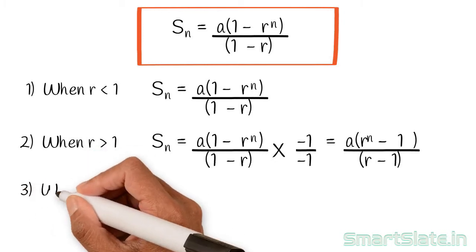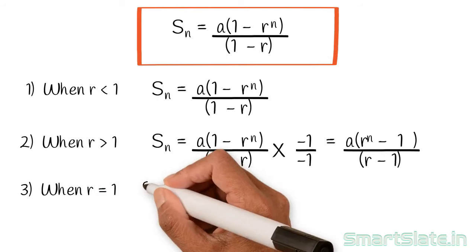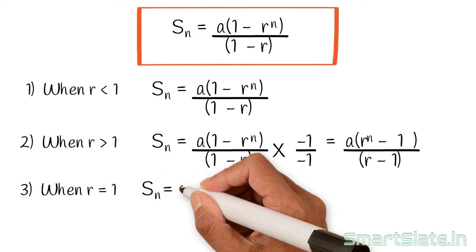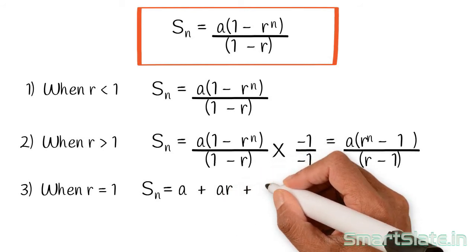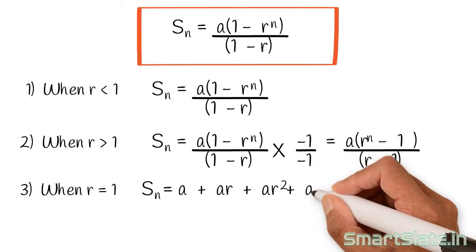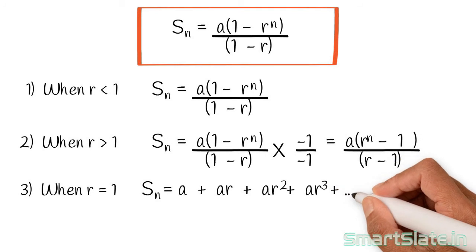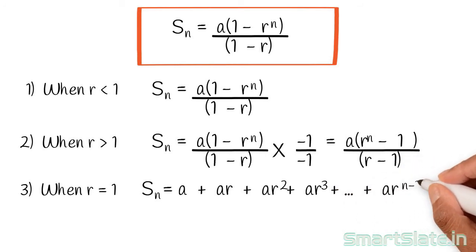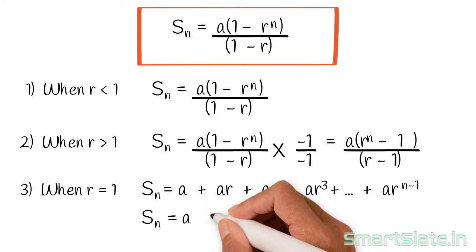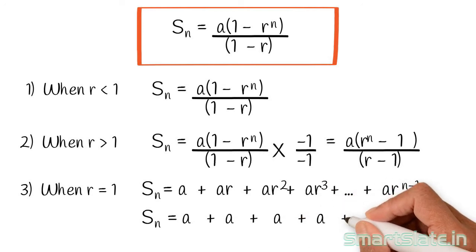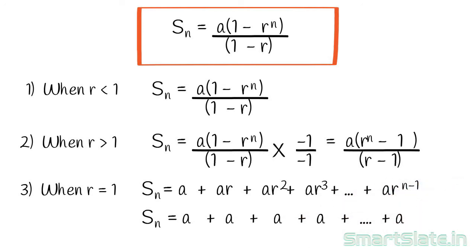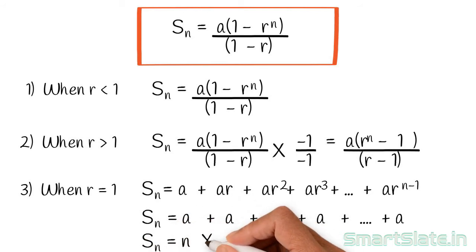Consider another case when R is equal to 1. Sn is equal to A plus AR plus AR square plus AR cube and so on, and the last term is plus A into R to the power n minus 1. Replace R with 1. We get Sn equal to A plus A plus A plus A, and the last term is also A. Basically, we are adding the A n times. Hence, it is n into A. So, when R is equal to 1, Sn is equal to n into A.